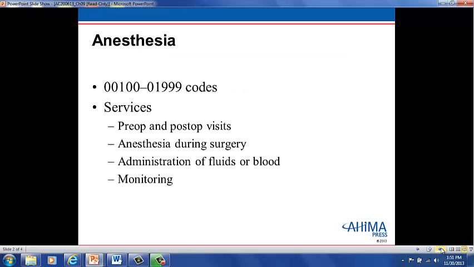The Anesthesia Services 00100 through 01999 in this section include usual preoperative and postoperative visits, anesthesia provided during the procedure, and administration of fluids and/or blood, and usual monitoring services such as EKG, temperature, blood pressure, oximetry, etc.